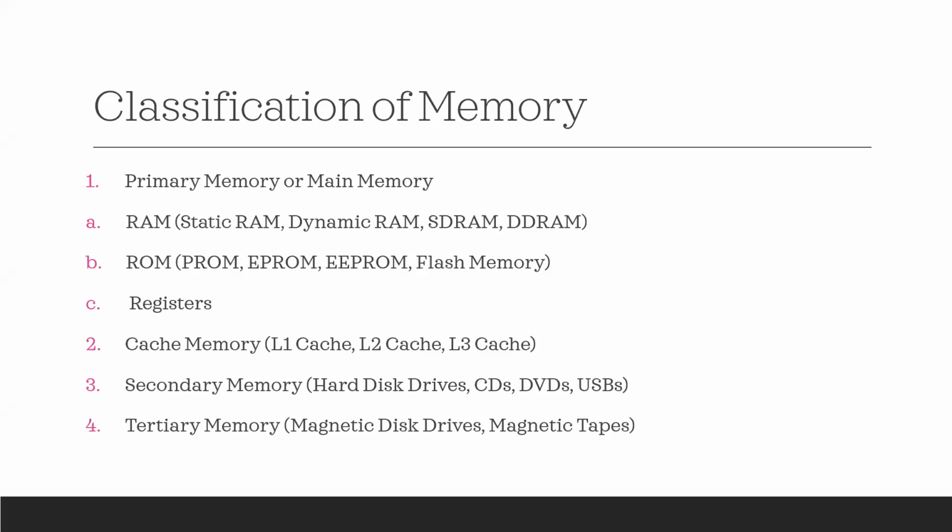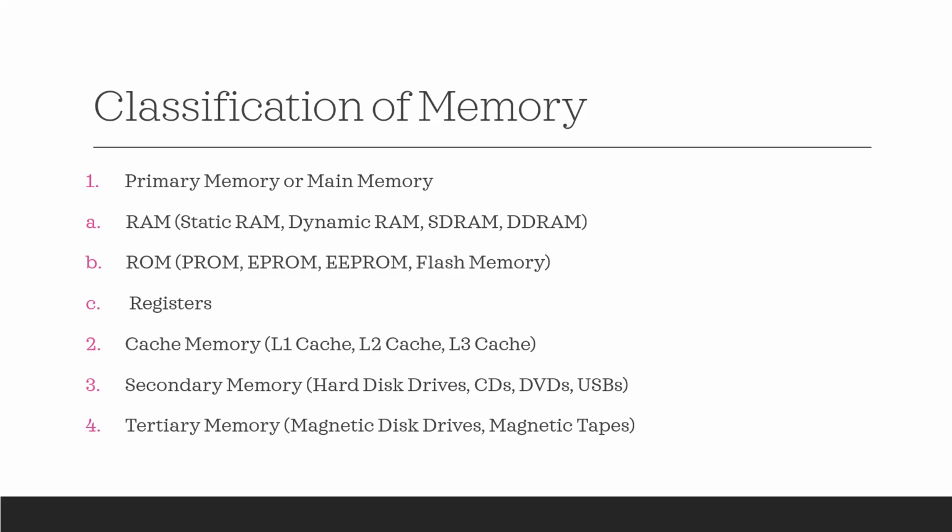The memory can be hierarchically classified as primary memory, cache memory, secondary memory, and tertiary memory. Primary memory or main memory can be further classified into RAM and ROM. RAM stands for random access memory, ROM stands for read-only memory. RAM can be further classified into static RAM, dynamic RAM, SD-RAM, DD-RAM, etc. Similarly, ROM is further classified into PROM, that is programmable read-only memory, EPROM, that is erasable programmable read-only memory, EEPROM, electrically erasable programmable read-only memory, flash memory, and so on.